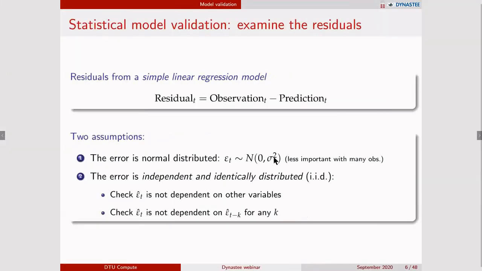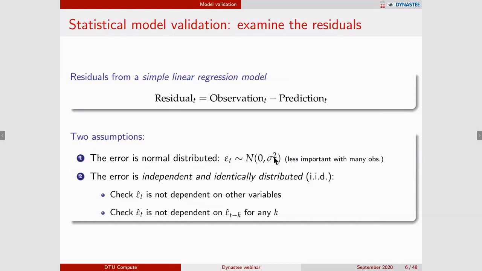We do that all the time, and we always want to check two assumptions in these types of models. The first assumption is that the error is normally distributed. So we want to check if these residuals more or less follow a normal distribution. That's important if we have few observations, but as soon as we have many observations, let's say more than 30 independent observations, then we don't really have to check this assumption that much.